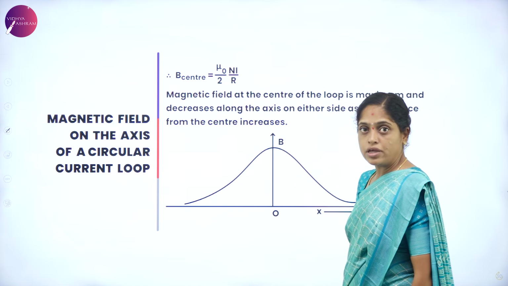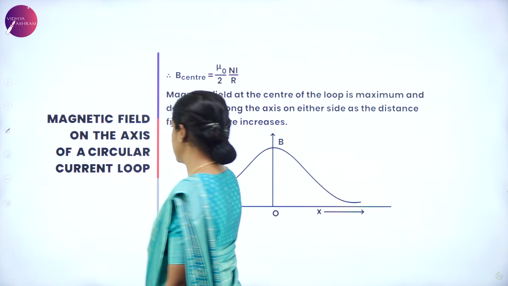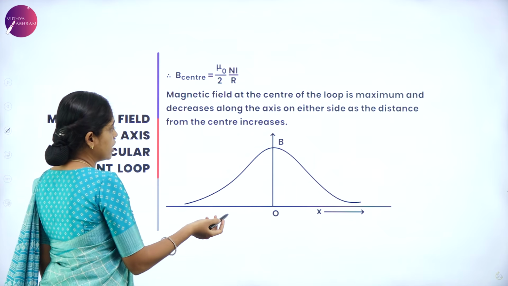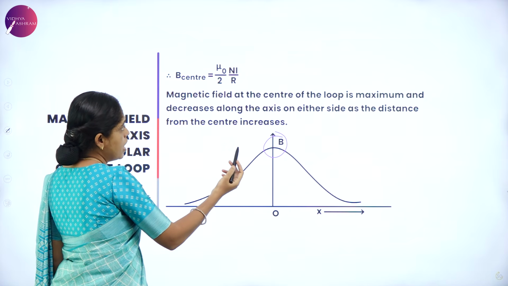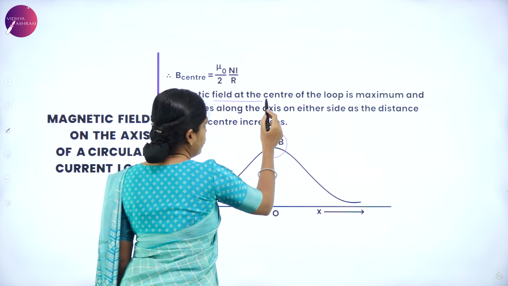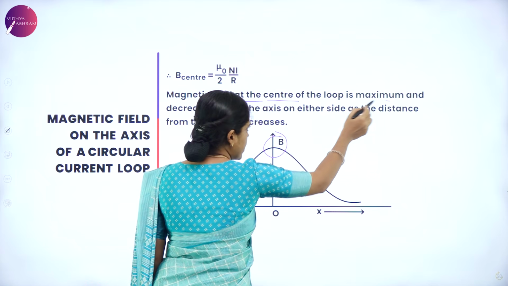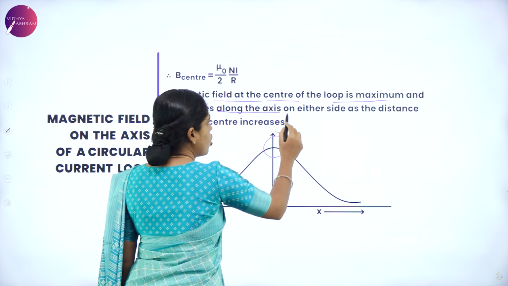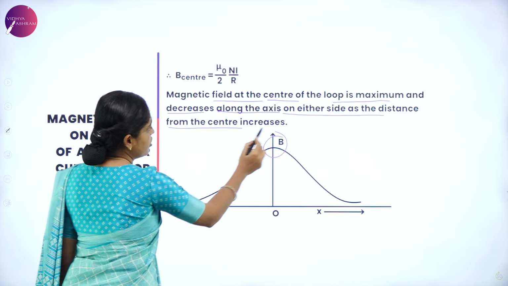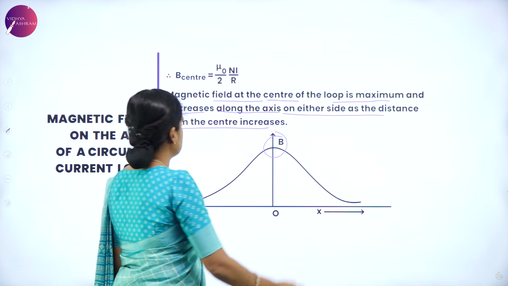And how does the magnetic field vary with the distance? Let us know from this graph. Observe this graph. The magnetic field is maximum at the center, and it decreases along the x-axis on either side as the distance from the center increases. Yes, in this session you have learnt about the motion of charge in a magnetic field and Biot-Savart's law. In the next session we will continue with Ampere's circuital law. Thank you.